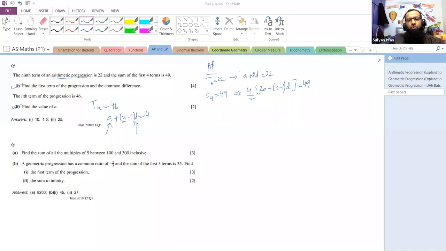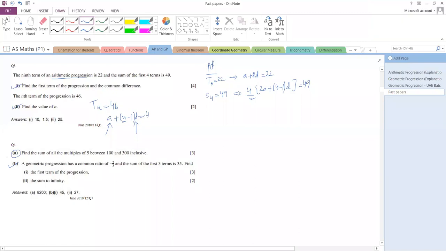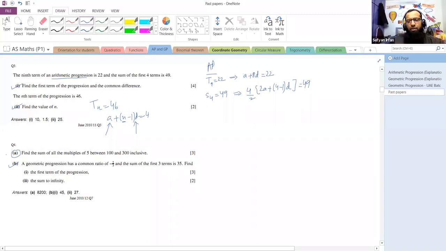And if you are going to solve it using arithmetic progression, then what will be the method that you will follow? Part B is a very simple one. We have to discuss part A particularly. Find the sum of all the multiples of 5 between 100 and 300 inclusive. Are you clear with the approach? Can you suggest what will be the approach over here?